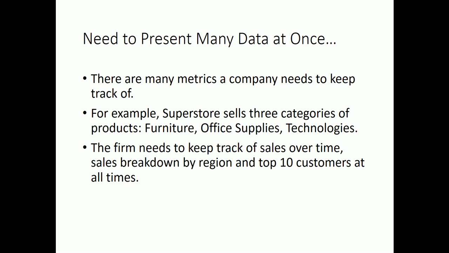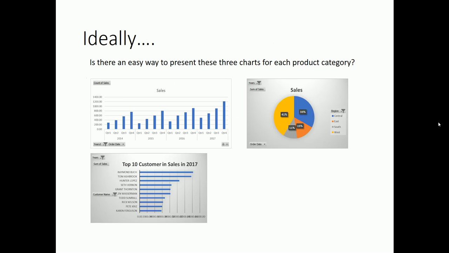The firm needs to keep track of three performance measures: sales over time, sales breakdown by region, and top 10 customers at all times. The company first collects data and then uses pivot tables to create these three performance measures. And the result may look like this. These are the three charts for those three performance measures. These three charts are created using all of the data from all of the three product categories all together.